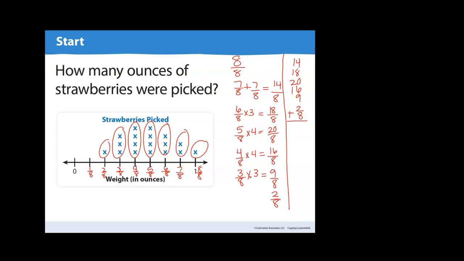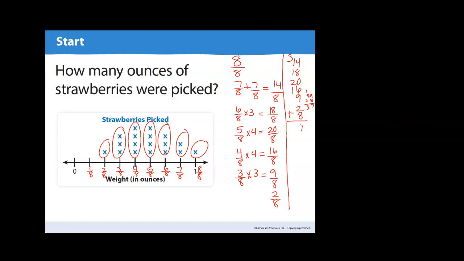So 4 plus 8 is 12, plus 6 is 18, plus 9 would be 27, plus 2 would be 29, and plus 8 would be 37. Let me check just to be sure. Yes, 29 plus 8 is 37. There we go. Oops.